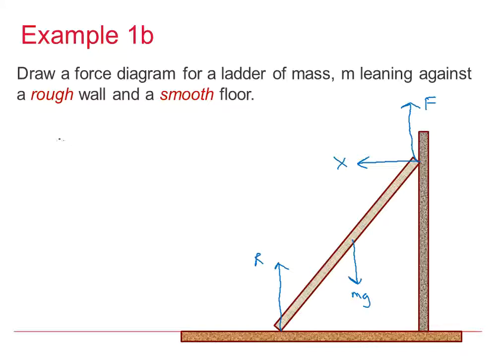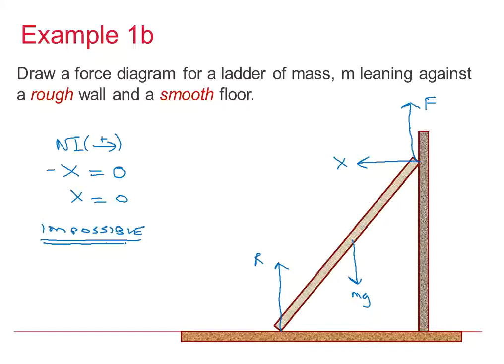If we assume equilibrium, I should be able to apply Newton's first law, and I'm going to apply it horizontally to the right. The only horizontal force is X, and it's acting to the left, so that's a negative X. That total force must be 0 if we have equilibrium, which means that X must be 0, which is impossible. So this example demonstrates nicely that it is impossible to take a ladder and rest it against a rough wall and a smooth floor. The ladder must, in this case, move and accelerate. We cannot have equilibrium.